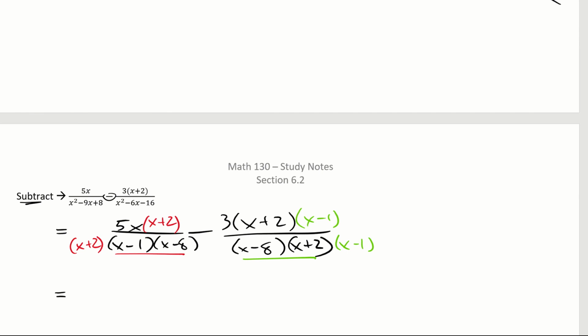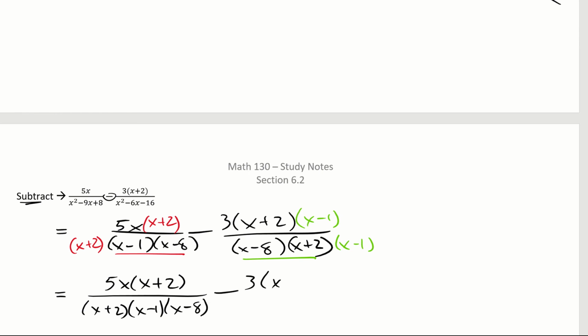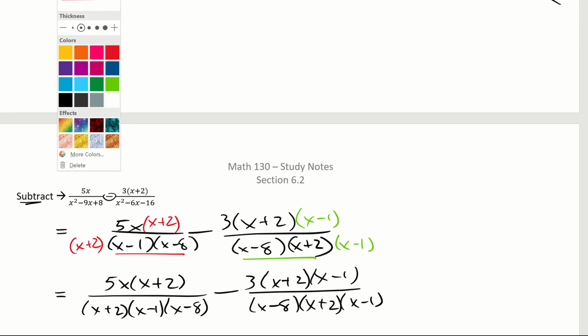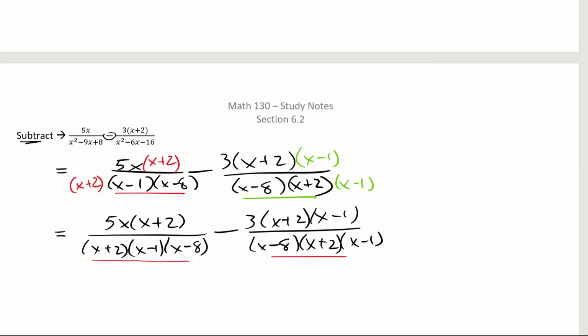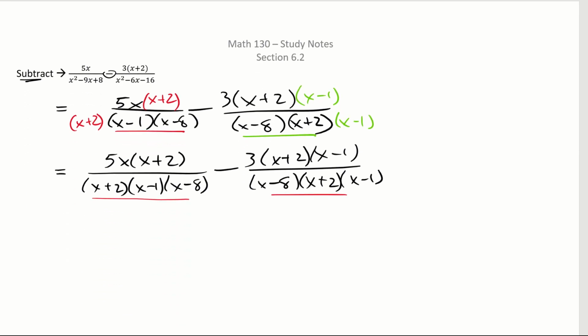So being patient, I have 5x times x plus 2 over this thing, x plus 2, x minus 1, and x minus 8, minus 3 times this stuff over x minus 8, x plus 2. One thing I didn't do is emphasize the fact that by playing even Steven, look, same denominator. I know the factors are in a different order, but does that matter in math when you're multiplying? No, that's the same denominator. So we're in great shape.